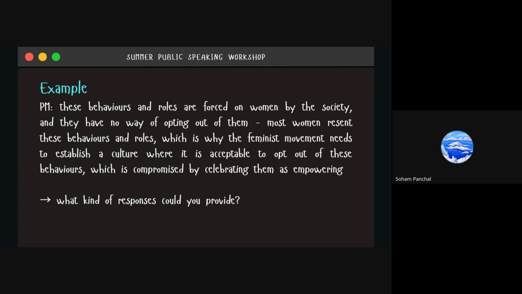Yes, so can the response be that the feminist movement needs to be more inclusive of the different choices women make? This could involve celebrating women who choose not to be mothers, for example, or who prefer traditionally masculine careers.